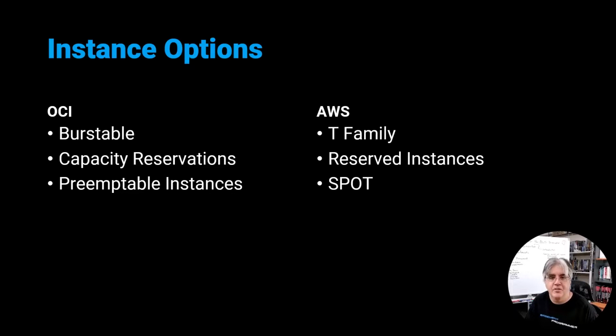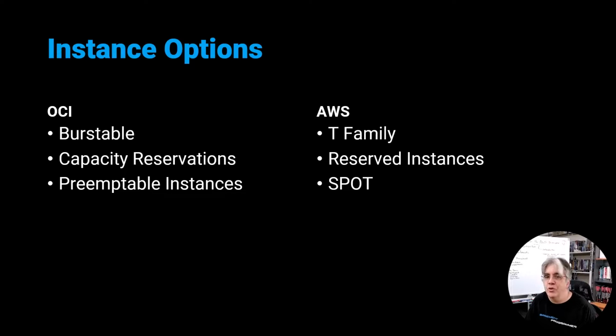OCI has the concept of creating capacity reservations in order to reserve capacity you need for specific events. Now, AWS has a similar idea with reserved instances. However, these options work in very different ways. Both are going to ensure that you have capacity available. With AWS, you're making a commitment for either 1 or 3 years. As a result, you get the capacity reserved for you and a discount on price.